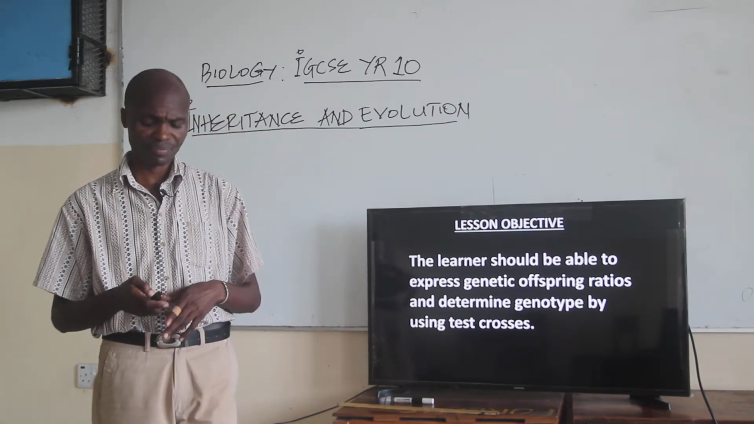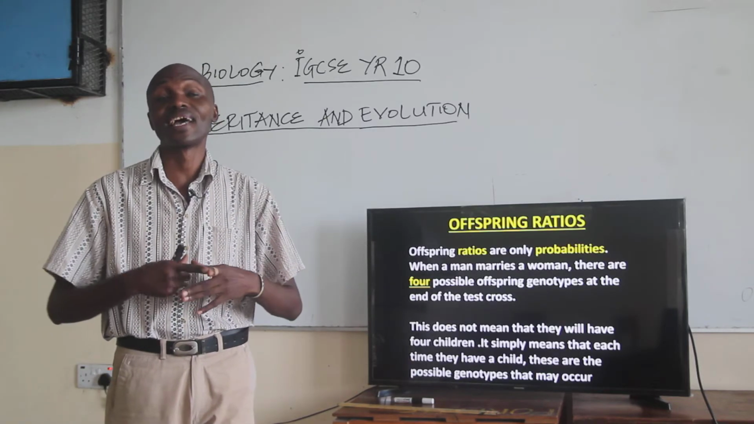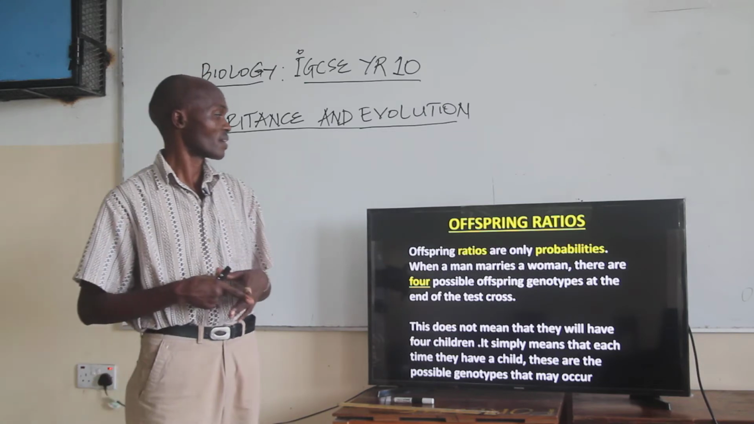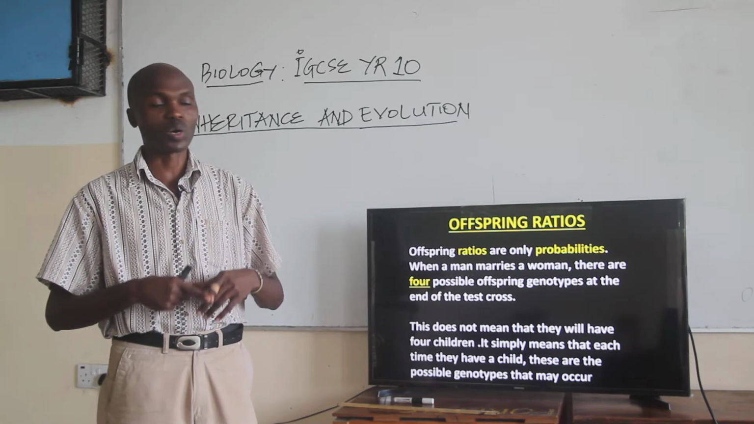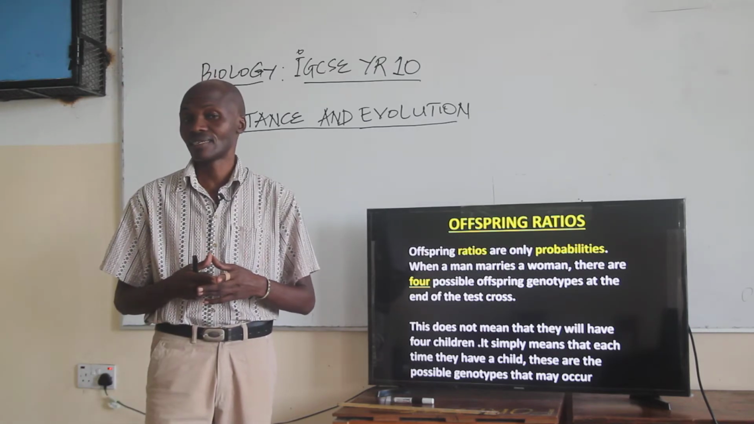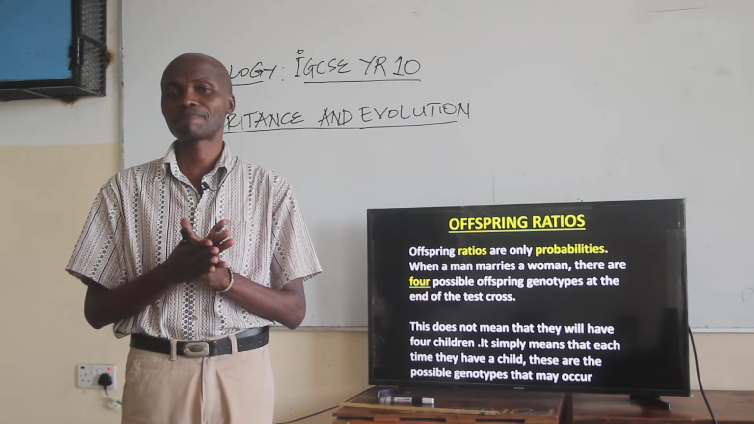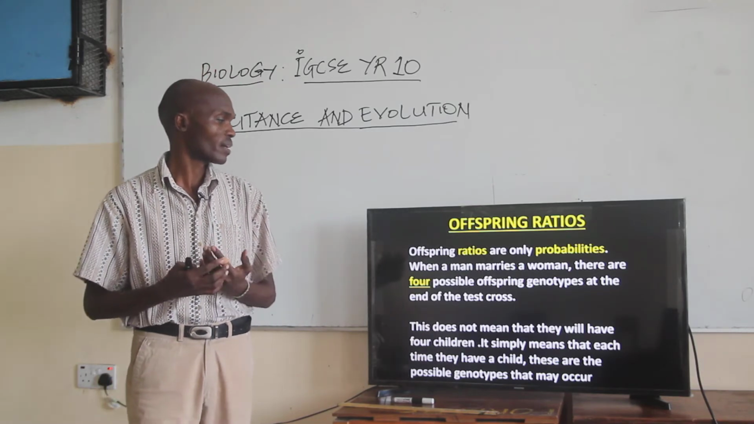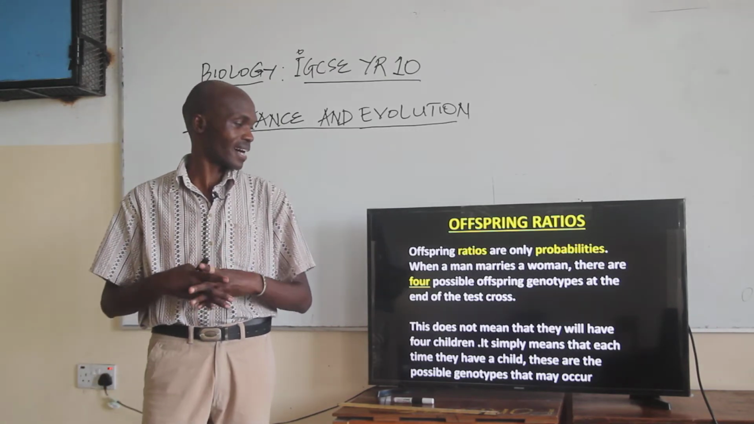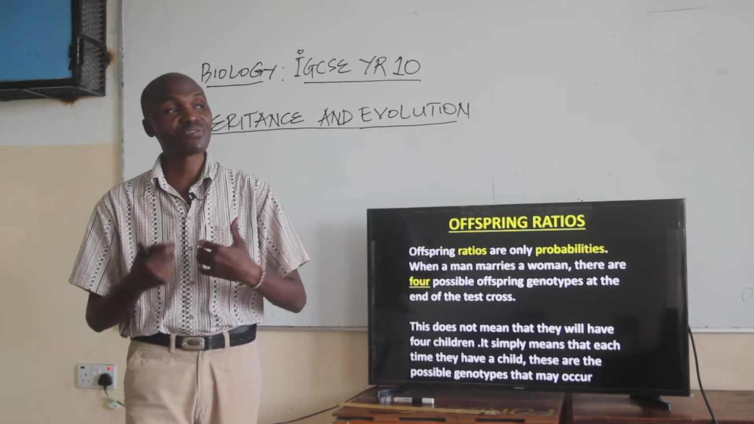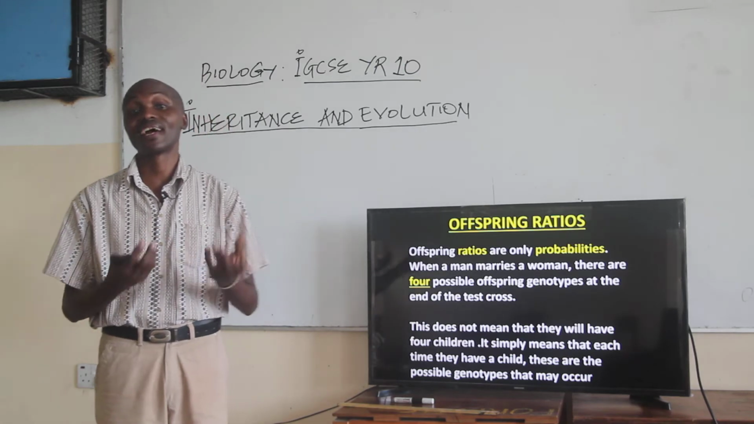Let's look at what we refer to as the ratios, or the offspring ratios. Now, these ratios are actually probabilities. The probability we're talking about is a random chance that is likely to occur. So, for example, when a man marries a woman, there are 4 possible outcomes, 4 possible combinations of genotypes for their young ones.